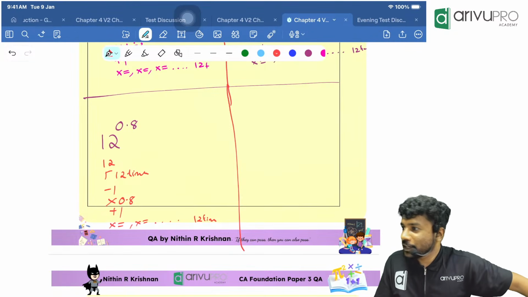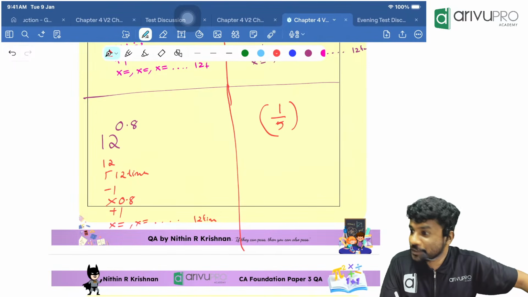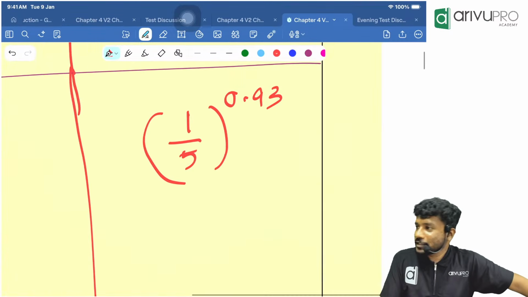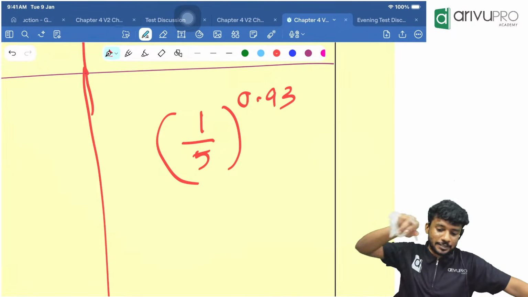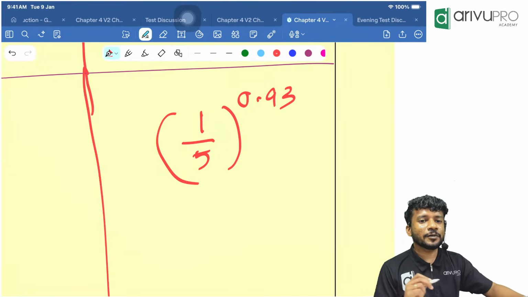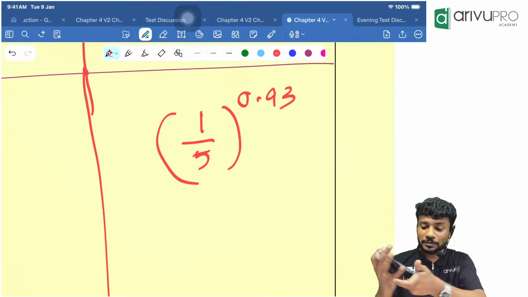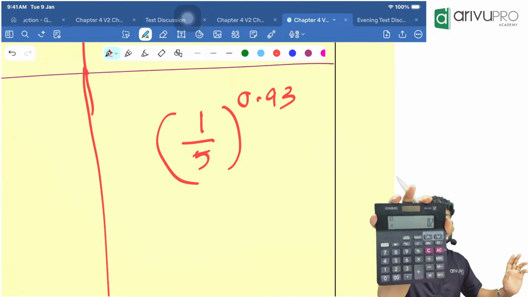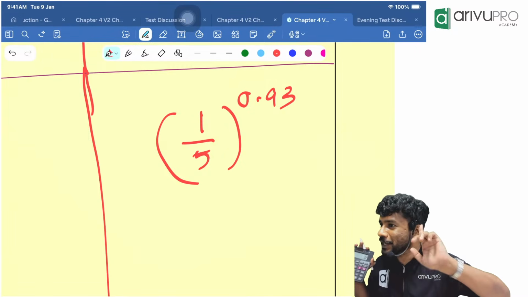1 divided by 5, the whole raised to 0.93, we need to find. Now, this is the question, right? Please confirm to me. Perfect. Now, what is our base number? Our base number is 1 by 5. So, type that: 1 divided by 5. Base number I typed. How much did I get? 0.2. So, I wrote 0.2 as my base number.